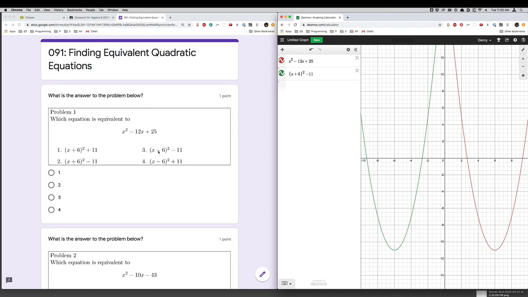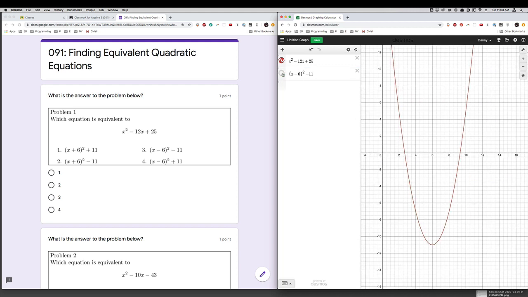So let's try number 3, the x minus 6. So if I do x minus 6 squared minus 11, then you can see here the green and red graph are on exactly the same axes now. So the answer for this problem is number 3.